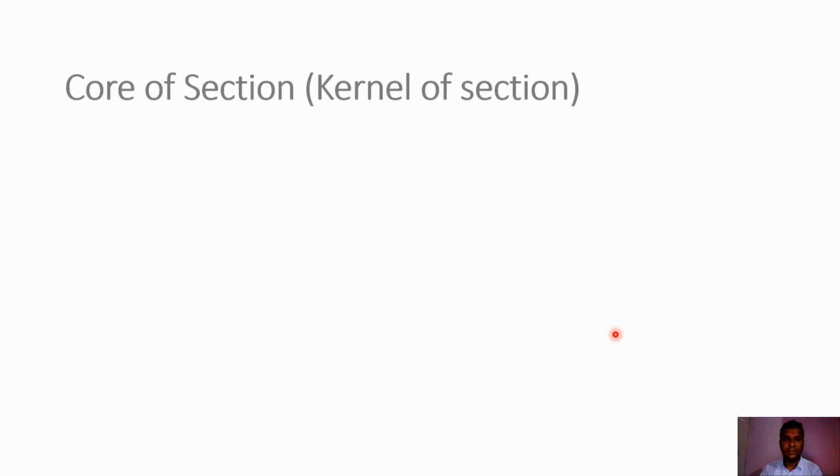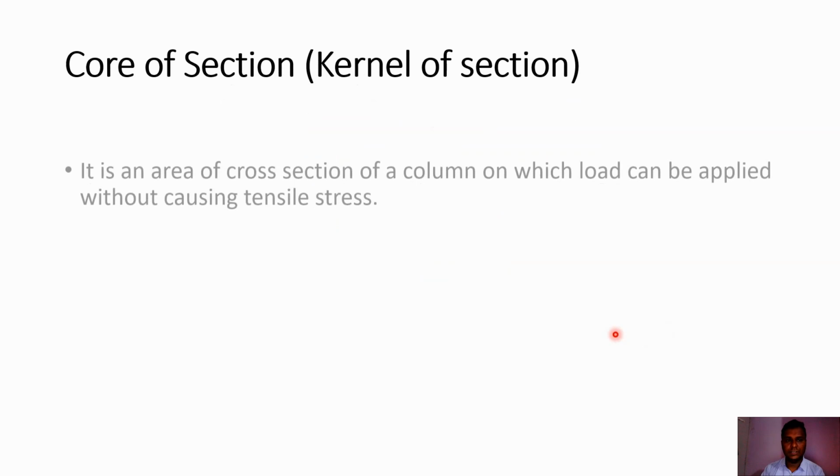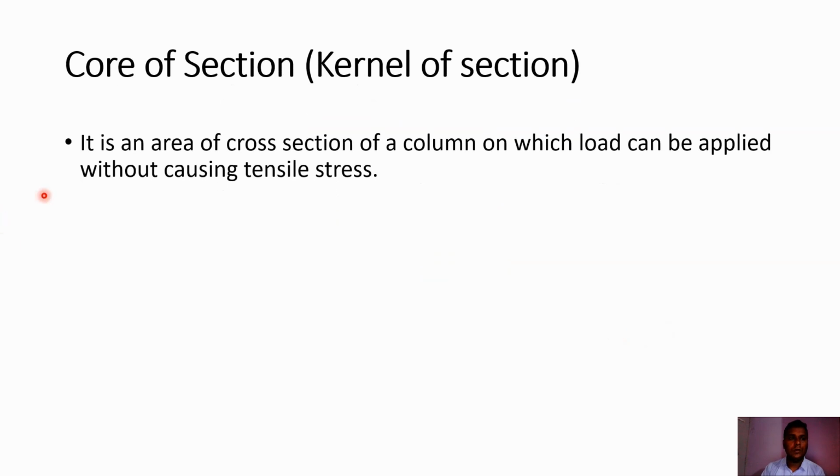Now first, let us see what is core of section. It is also called the kernel of a section. A core of section is basically an area of a cross section of a column on which load can be applied without causing tensile stress.